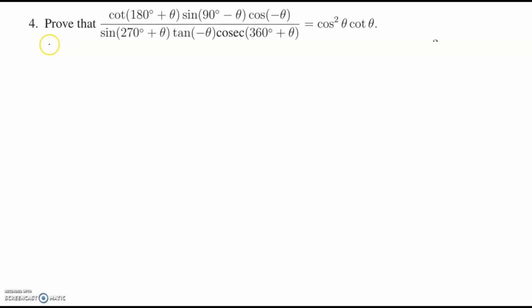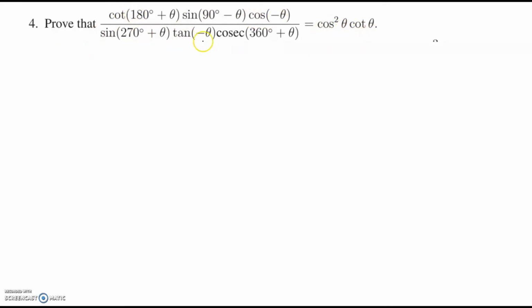In this video, we will solve further problems from exercise 3.3. So question number 4 says, prove that cot(180 + θ) sin(90 − θ) cos(−θ) divided by sin(270 + θ) tan(−θ) cosec(360 + θ) is equal to cos²θ cot θ.